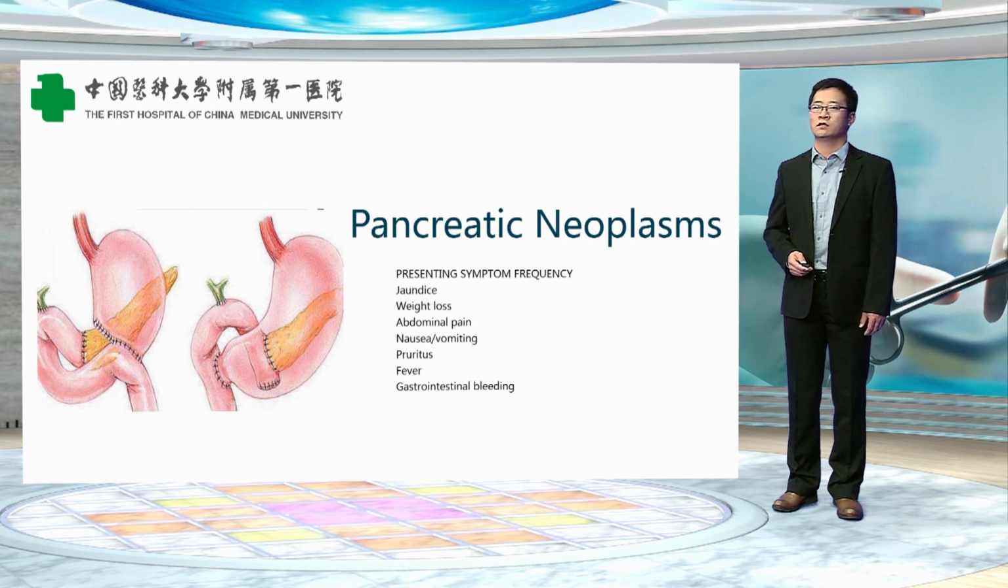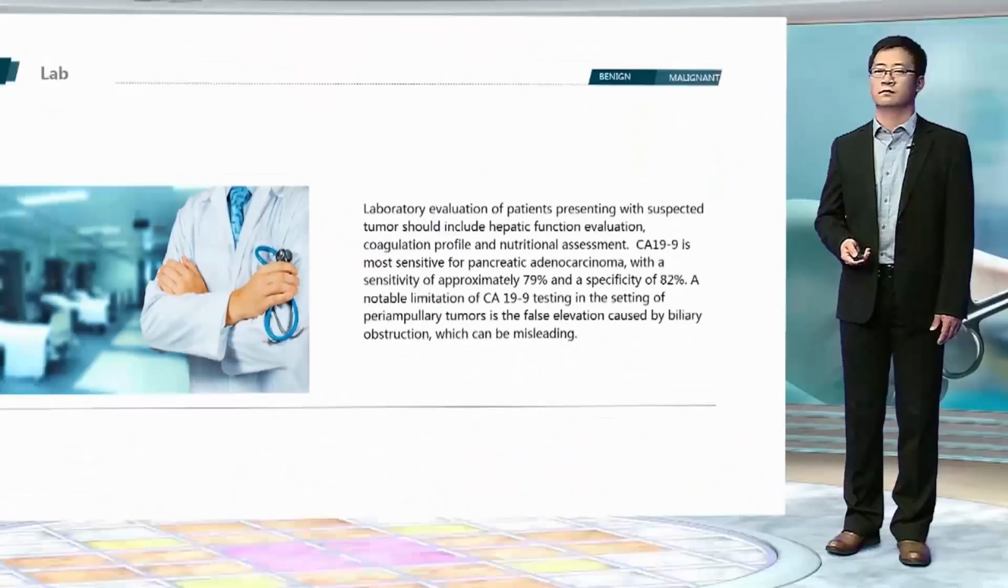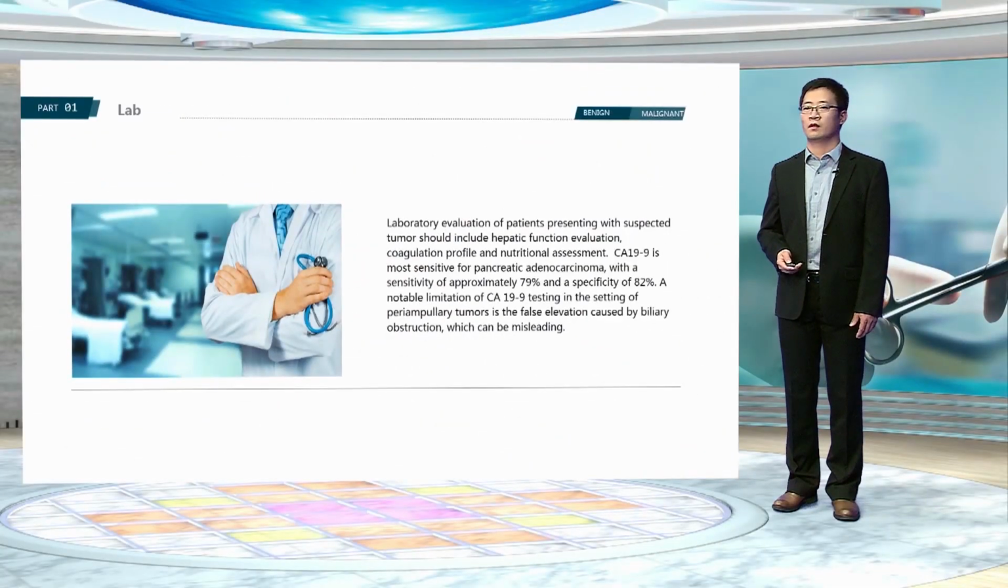Last, we will talk about the pancreatic neoplasms. The pancreatic neoplasms usually present with symptoms like jaundice, weight loss, abdominal pain, nausea, vomiting, pruritus, fever, even GI bleeding. Lab evaluation of neoplasms should include hepatic function evaluation, coagulation profile, and nutritional assessment.